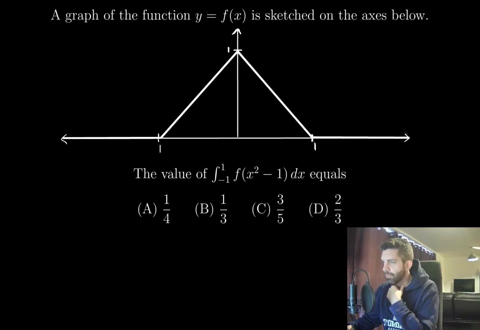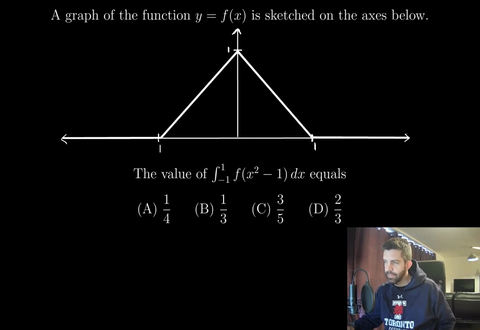A graph of the function y equals f of x is sketched on the axis below. The value of the integral from -1 to 1 of f of x squared minus 1 dx equals 1 over 4, 1 over 3, 3 over 5, or 2 over 3.